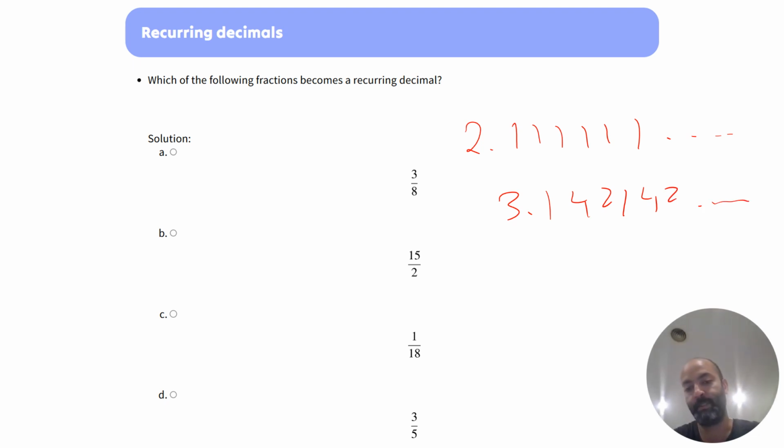So this is the type of decimals where the number of decimal places just never ends, right? And it's not like, for example, 3.00000. That's not a recurring decimal, right? Because this is just 3.